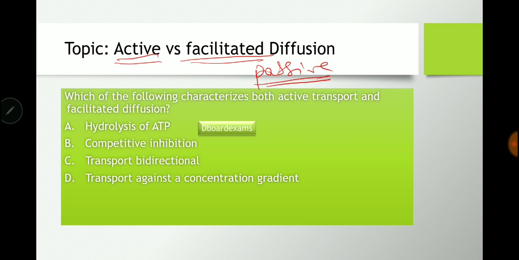So which of the following characterizes both active and facilitated diffusion? Okay. So you have to know both active. So which is in common? So that's what the question is asking. Which of the following, okay, is a characteristic of both active transport and facilitated diffusion?